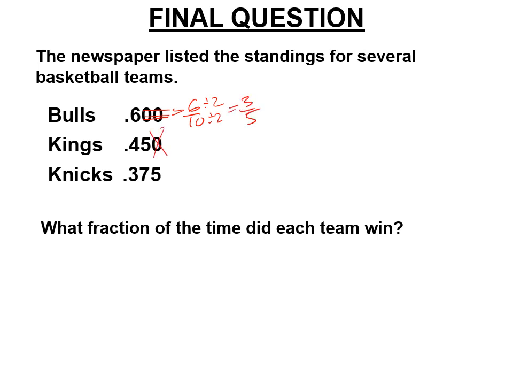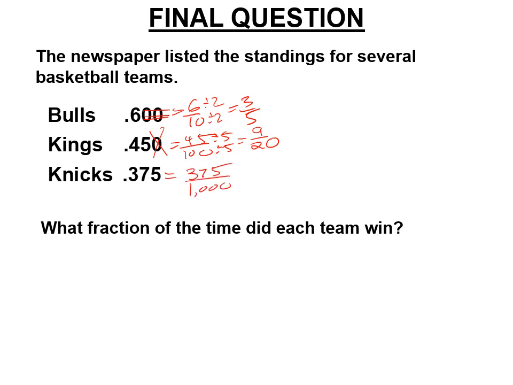Again, we don't have to do 450 thousandths. We can go right to 45 hundredths. Divide top and bottom by 5. And 45 divided by 5 is 9. 100 divided by 5 is 20. Right? 5 into 10 is 2. 5 into 100 is 20. 9/20. Now the next, you are stuck with 375 thousandths.